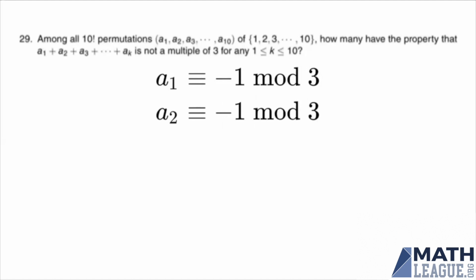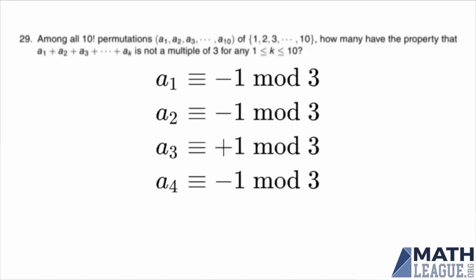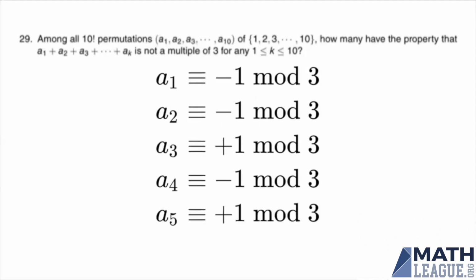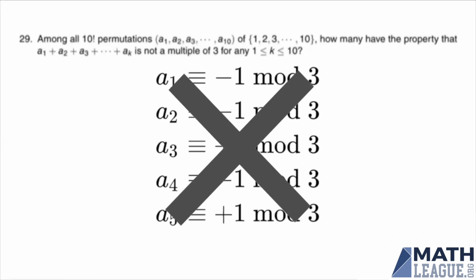Similarly, we know that a sub 3 is 1 mod 3, a sub 4 is negative 1 mod 3, and a sub 5 is 1 mod 3. Then we have a problem, since a sub 6 can't be 1, but it also can't be 0, and we already used all 3 of our negative 1s. So this means that a sub 1 should have been 1.